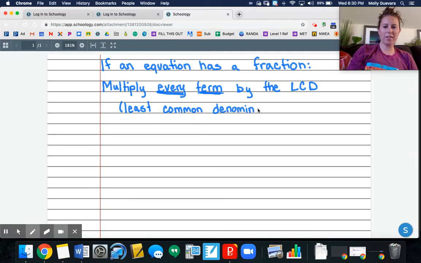So the reminder on that is the least common denominator is the smallest number that all of the denominators of the fraction go into. Okay, so don't panic too much. I think when we do an example, we'll be like, oh, okay, no problem.